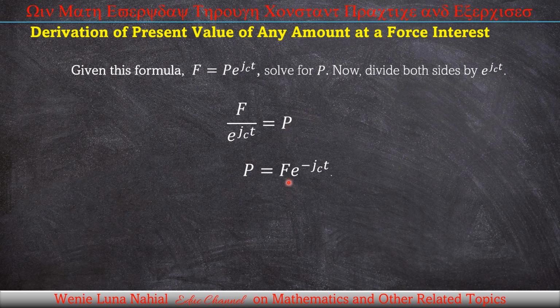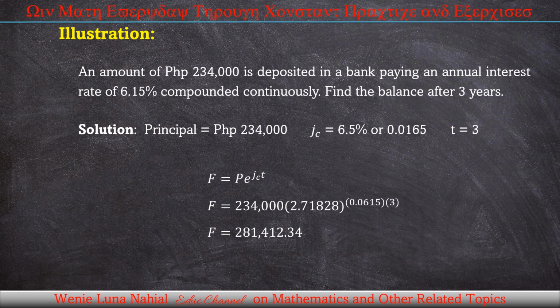That is because we follow the orientation of our eyes that in mathematical equations, whenever there is an unknown, it is most commonly written at the left side of the equation. So we have this formula: uppercase P, the present value, equals the maturity value times e raised to negative j sub c times t. Okay, let's have an illustration.